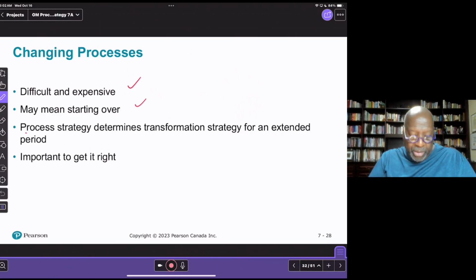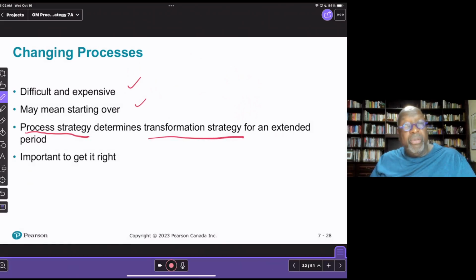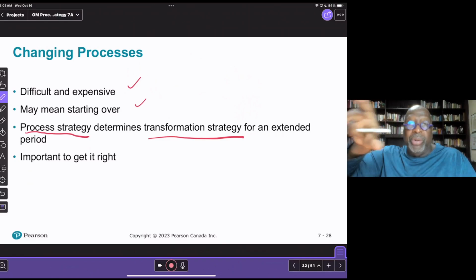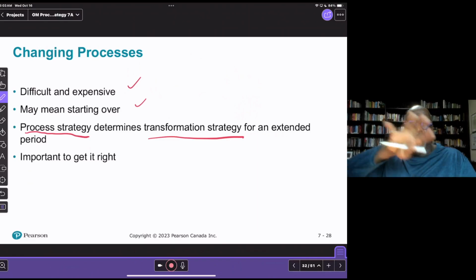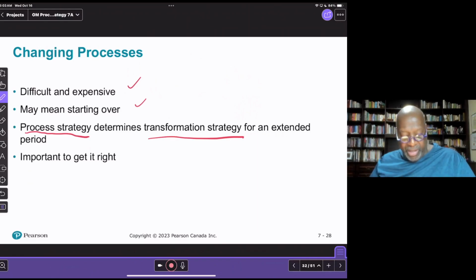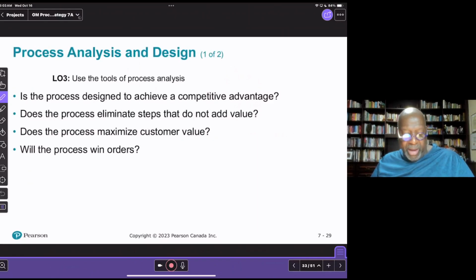Your process strategy determines your transformation strategy. What we mean by a transformation strategy is how you are creating the product or the service. You are transforming inputs into outputs. So the kind of process you use will have implications for that. And it's important to get that right. Otherwise, you may actually have higher costs than you need, lower levels of efficiency than you want, etc.